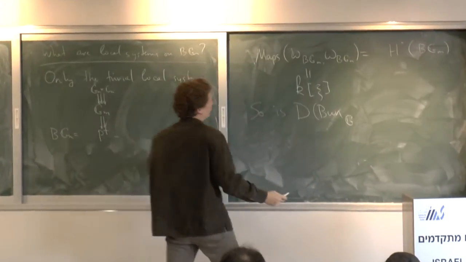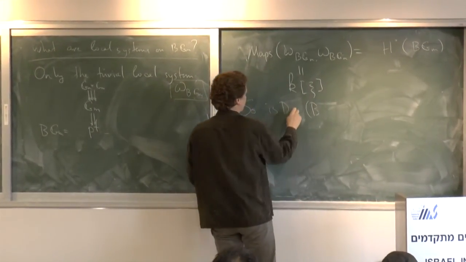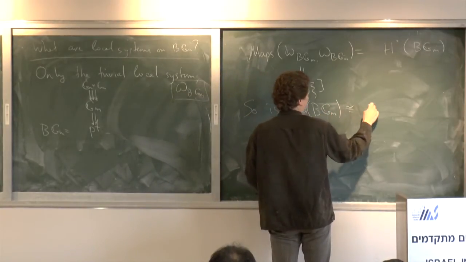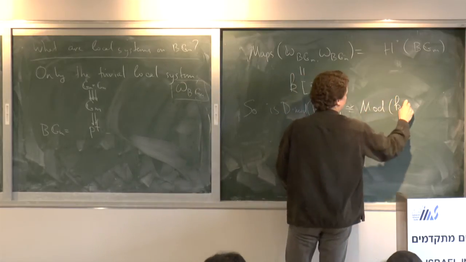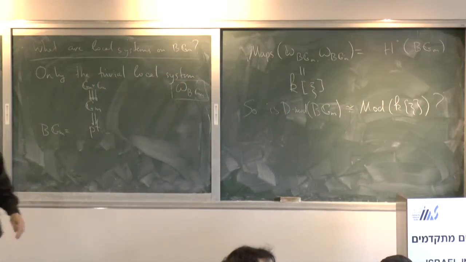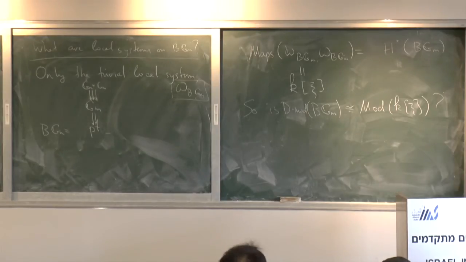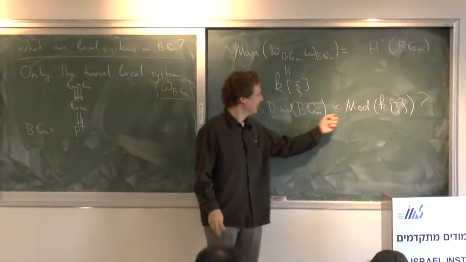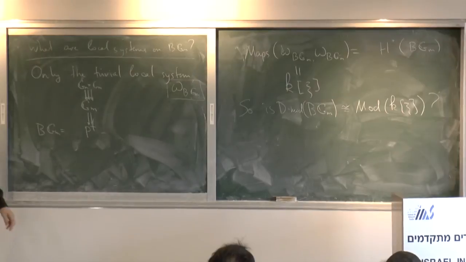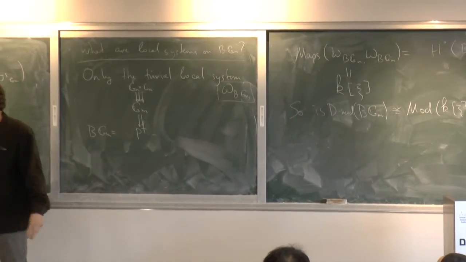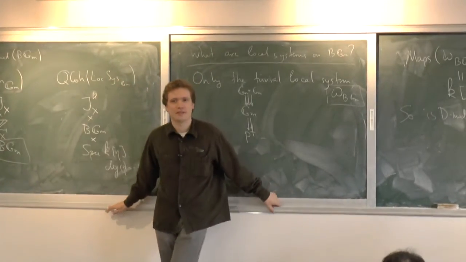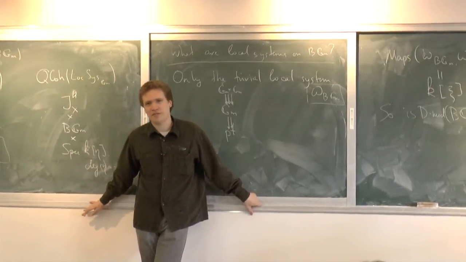So is this category of D modules of BGm just the category of k of psi modules? Well, the answer is no, it doesn't match, obviously, but do you know why? So how can this possibly fail?